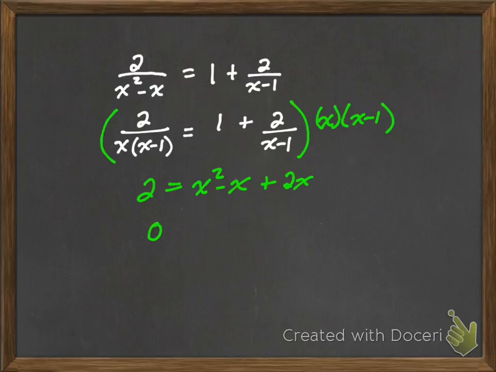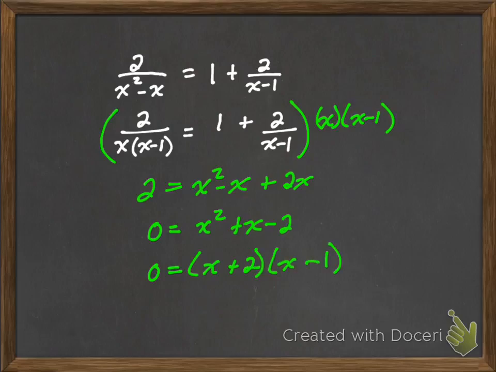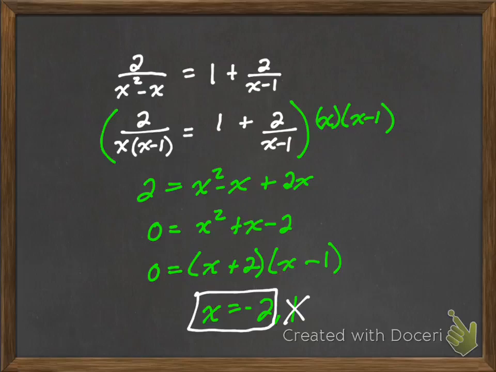Once again, it's quadratic, so we're going to set this equal to 0 by subtracting the 2. It does factor down to x plus 2 times x minus 1, giving us a solution of negative 2 and positive 1. However, once again, 1 is the excluded value from the original problem. And so since our answer cannot include 1, x equals negative 2 is our only solution here.